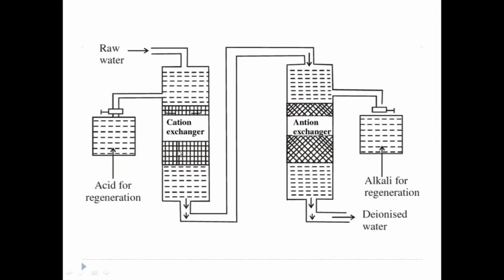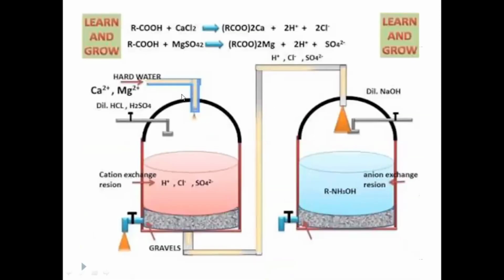First the water is passed through the cation exchange resin, and it is connected to an acid, whose function is to regenerate the cation exchanger. Then it is passed through the anion exchange resin. It is connected to a base, an alkali like dilute NaOH. Here we take dilute HCl or dilute H2SO4 to wash the exhausted cation exchanger. Here alkali, dilute NaOH, is used to wash the exhausted anion exchanger.